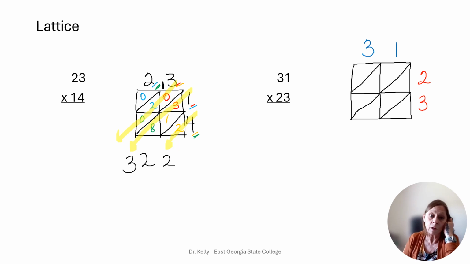I will tell you color coordinating is very, very helpful for students to keep their eye on the prize here. So I'm going to go 2 times 1 is 2, and every box has to have a digit. So if the number is a single digit, you'll have to use a 0. 1 times 3 is 3. 2 times 3 is 6.